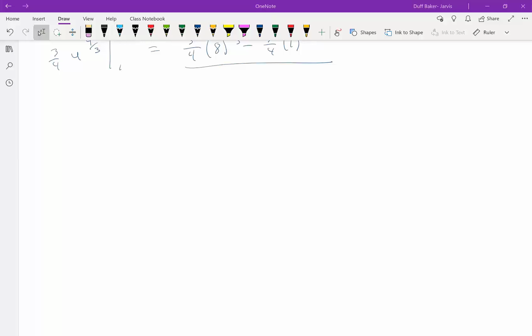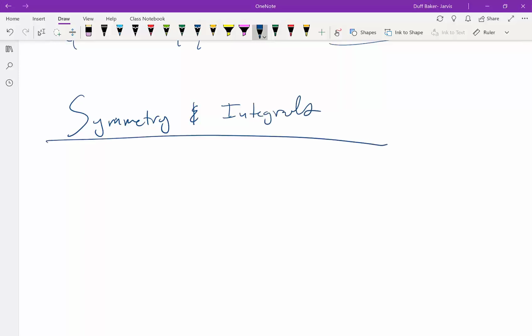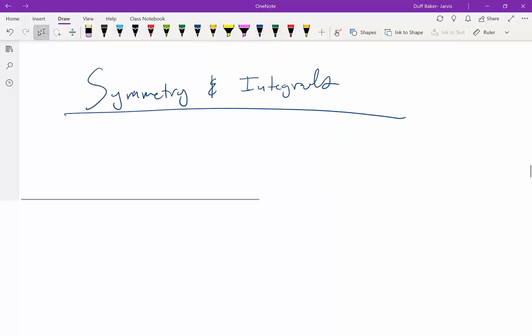Okay, so we have one other little piece of this chapter to talk about. That's not too bad. We're going to go back and talk about symmetry a little bit. Really the only types of symmetry we talk about in this class are even and odd, and we're going to talk about how they interact with integrals. When areas are symmetric, we can somehow simplify things.